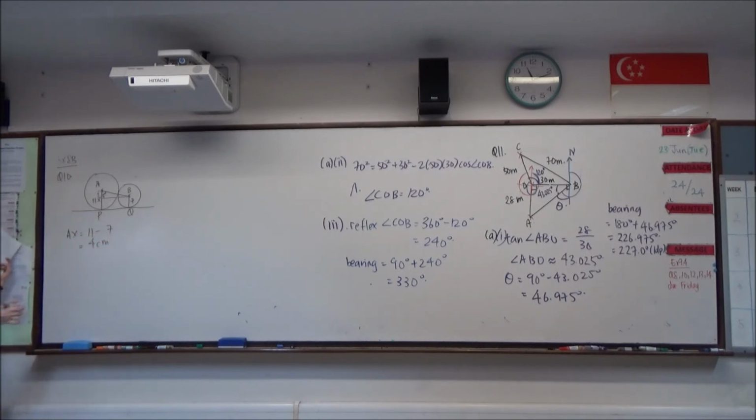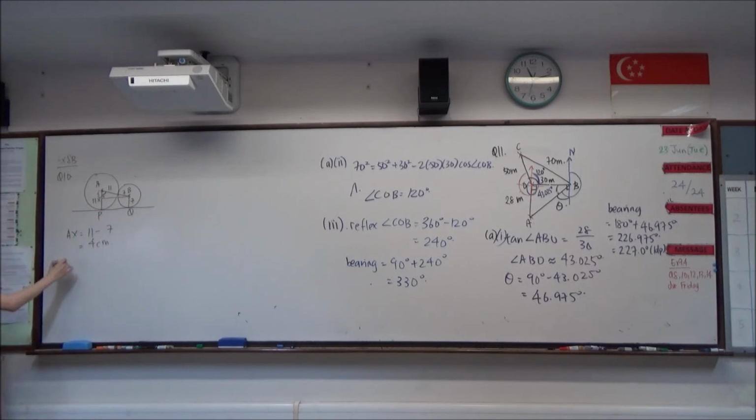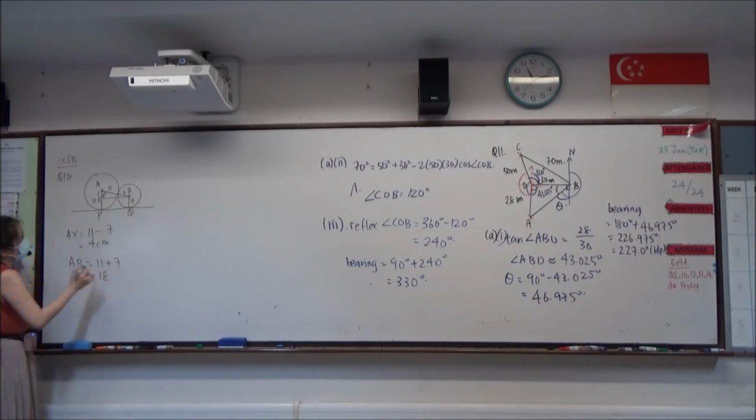Okay. Then after that, AB itself, right? You need to realize that A is actually the center of the big circle, and it reaches the circumference of the circle. So therefore, this length here is 11. And then for B, it is the center of the smaller circle, and it reaches the circumference of the circle itself. So therefore, this is the radius 7 cm. So the length of AB would be 11 plus 7, that's 18.